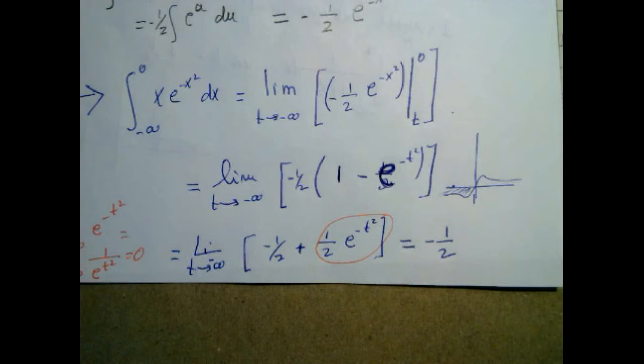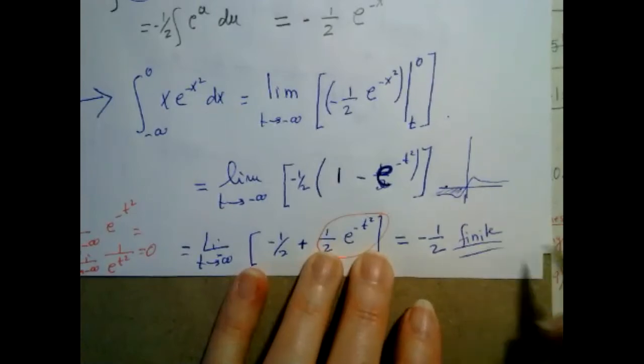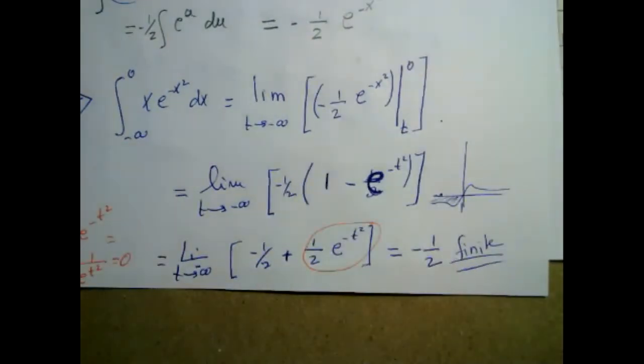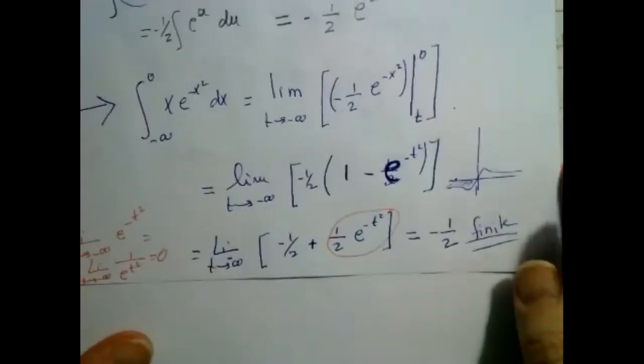Are we done? We need to find the other one now. This one converges, so this one is safe. Now we have to find the other one. If the other one diverges, it means the whole thing blows up. If the other one converges, we are fine. So we have to do both of them.